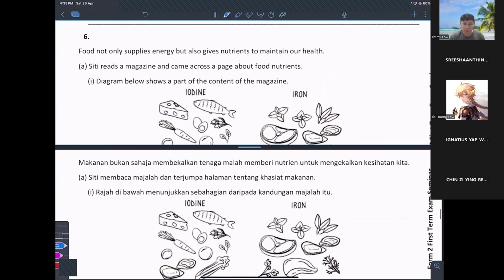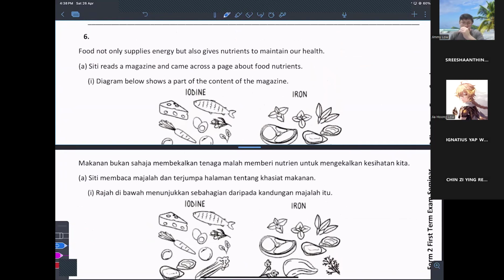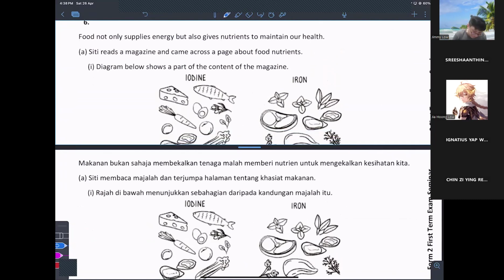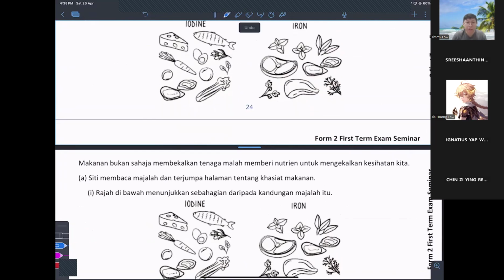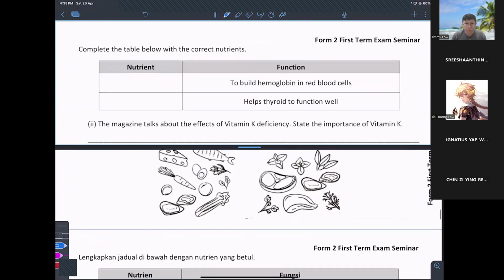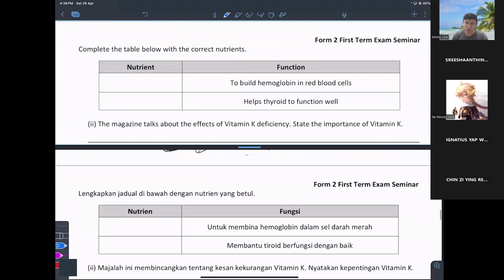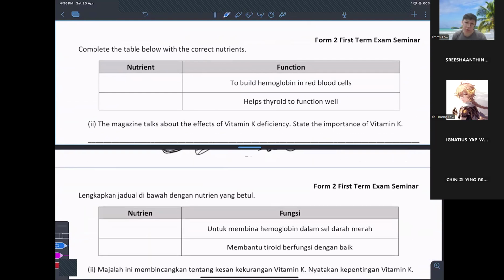Okay, you look at your question 6. One category is rich in iodine and one category is rich in iron. The magazine tells something like this. The question is here: you have to tell which one helps you make sure your thyroid functions well, and which one helps you to build your hemoglobin. As we said, iron helps you to build hemoglobin. The one that helps your thyroid function is actually iodine.